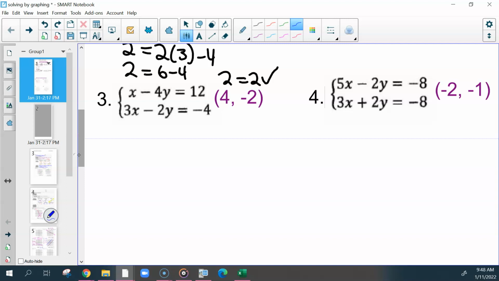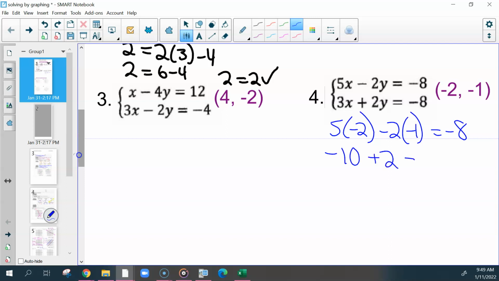So if I put in 5 times negative 2 minus 2 times negative 1 equals negative 8, I get negative 10. Negative 2 times negative 1 is a positive 2. Would this give me negative 8? Yes. So that one works.